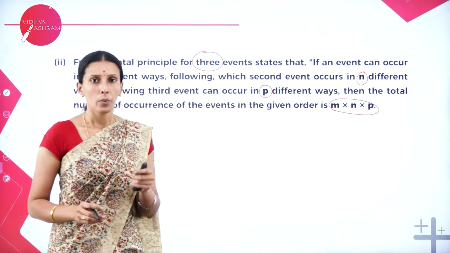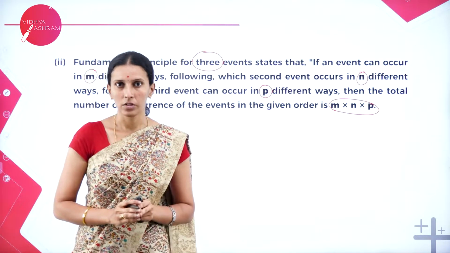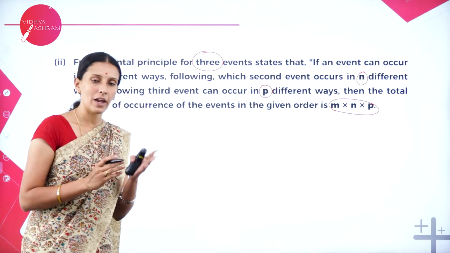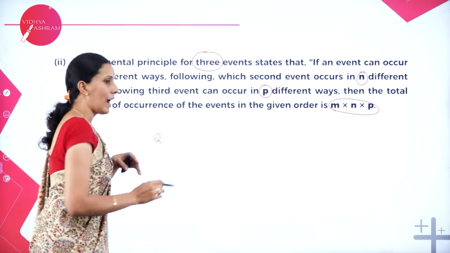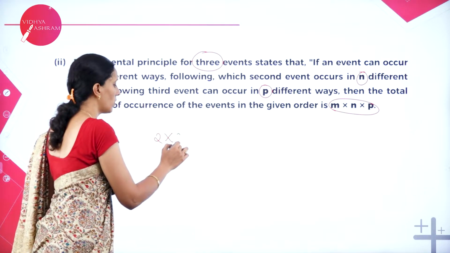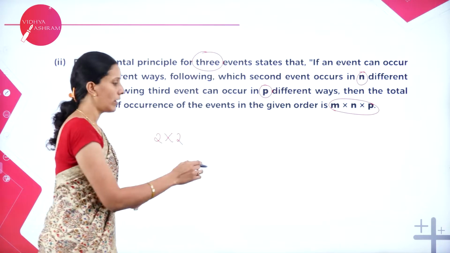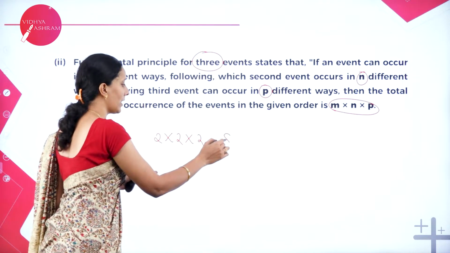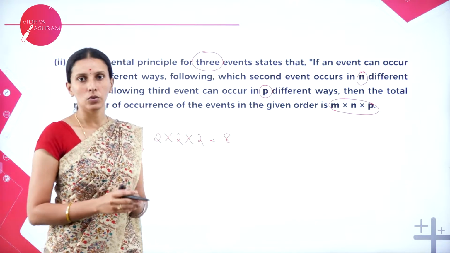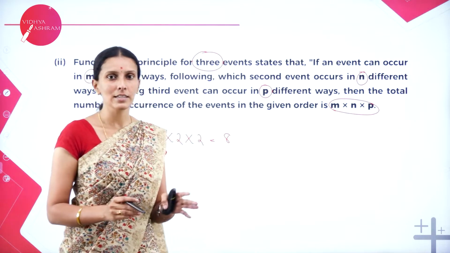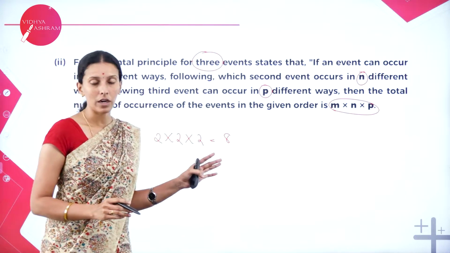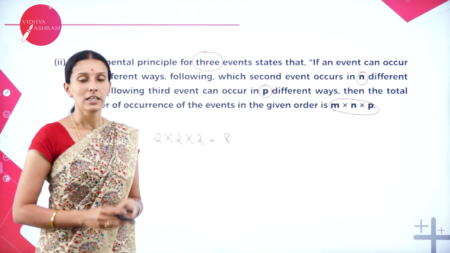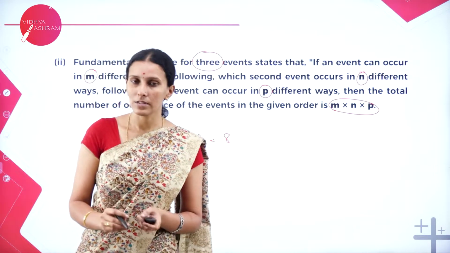For example, when you toss a coin 2 times, what is the number of results? The chances of occurrence of head or tail will be 2, and the second time is also 2, so it is m into n. Again, if you go on a third time, it is 2 again. So the total number of arrangements will be 8. Suppose you have taken only 2 trials, the total number of arrangements will be 4. Like this, the number of arrangements can be recorded for n number of events occurring in different ways. This is nothing but your fundamental principle of counting.